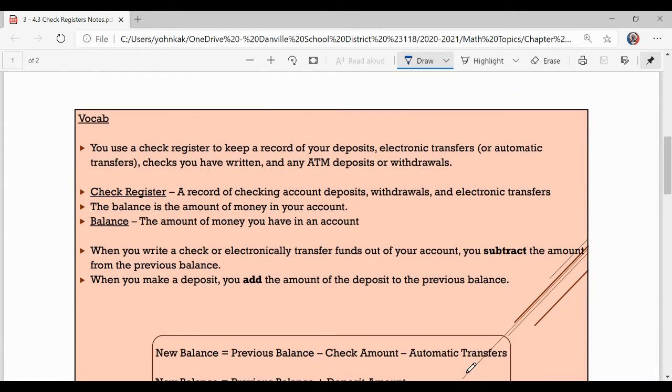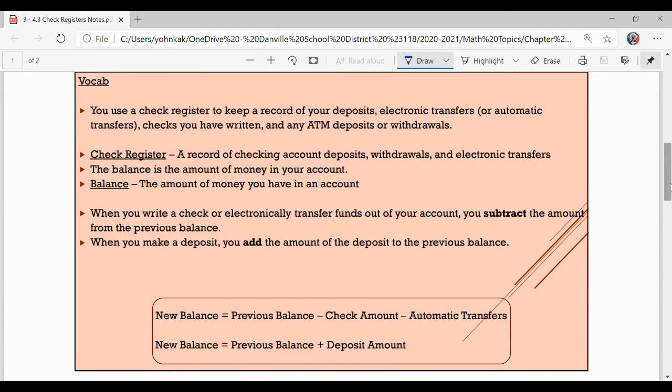Here's some vocab to know for today. You can use a check register to keep a record of your deposits, electronic transfers or automatic transfers, checks you have written, and any ATM deposits or withdrawals. So a check register is just a record of checking account deposits, withdrawals, and electronic transfers. The balance is the amount of money in your account.